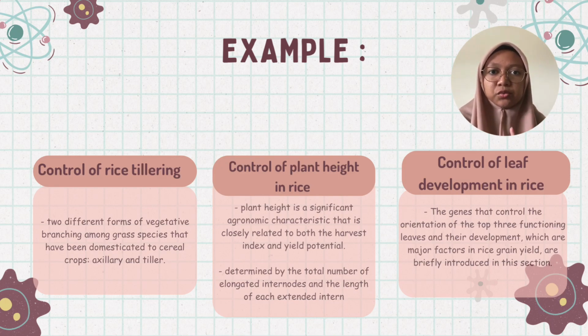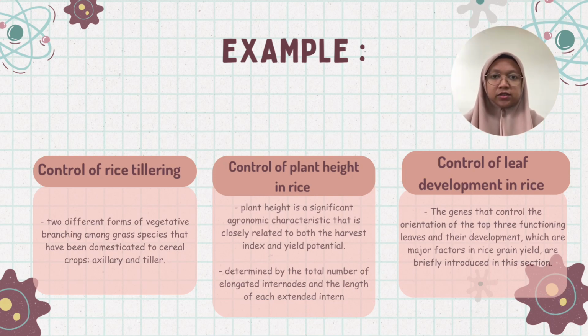There are two different types of vegetative tillering among grass species that have been domesticated into cereal crops. The first one is axillary and the second one is tiller. When tillering occurs, side tillers that resemble the main clump in height are formed by the axillary meristem, while the axillary branch comes in nodes that have developed at the higher nodes of the clump, creating axillary branches from axillary buds.